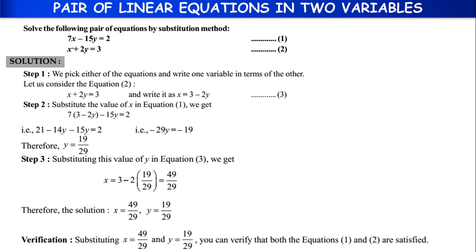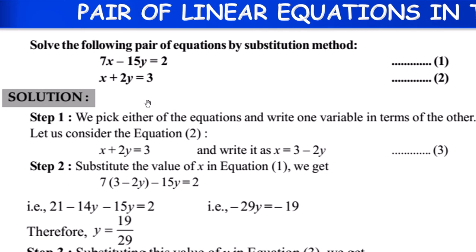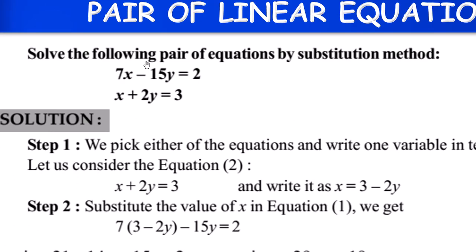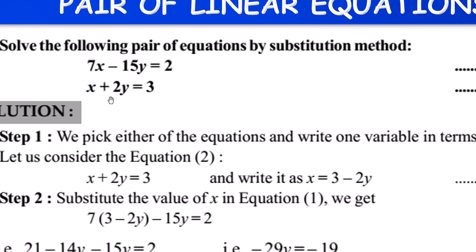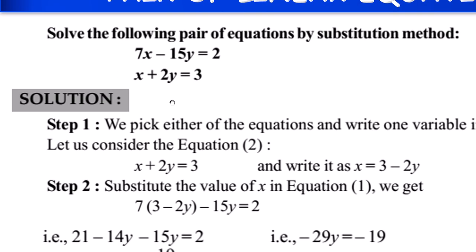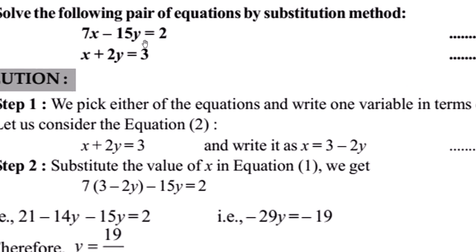Next, children, another question. Solve the following pair of equations by substitution method. 7x minus 15y equal to 2, x plus 2y equal to 3. So let's take any one equation, children. This x plus 2y equal to 3. It is somewhat looking smaller compared to the first one in terms of coefficients.